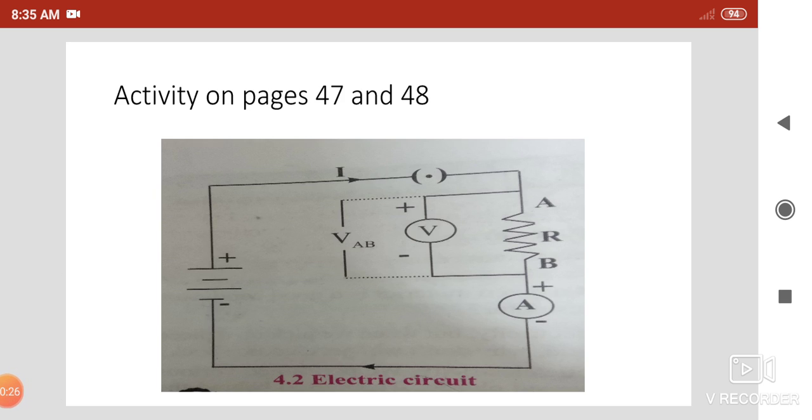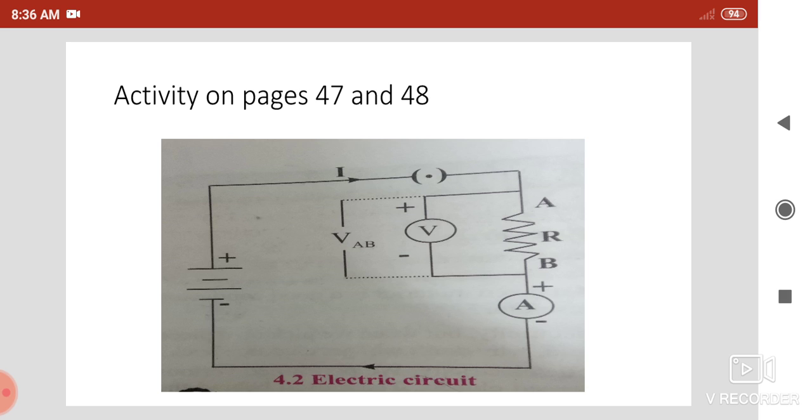Now see the electric circuit which is shown on page number 47, 48. In that, there is an electric circuit with a voltmeter V, an ammeter A, and a battery. We have to connect the circuit as shown in the figure. After joining the circuit, we have to measure the electric current I with the help of the ammeter and the potential difference V with the help of the voltmeter.